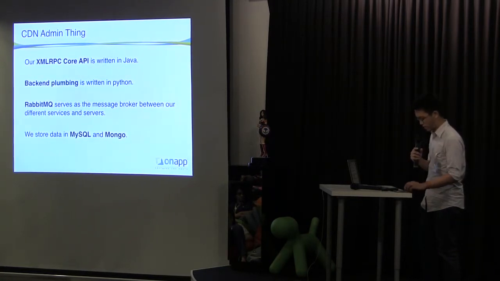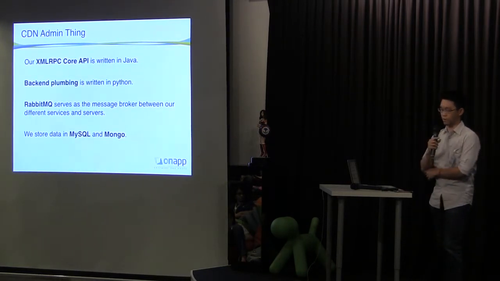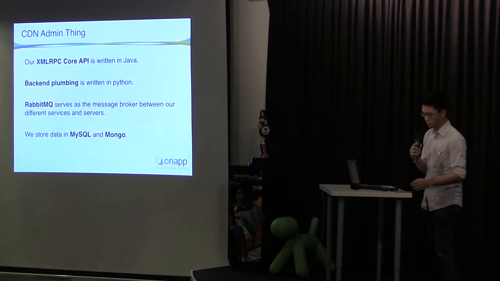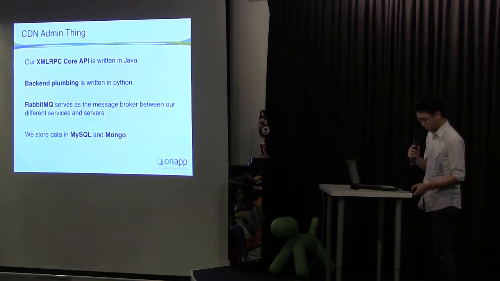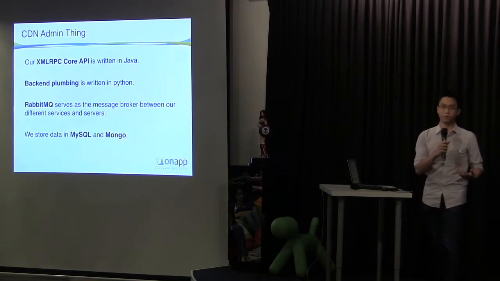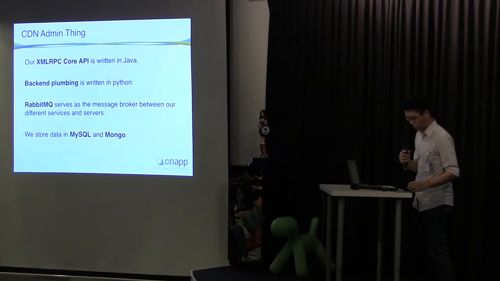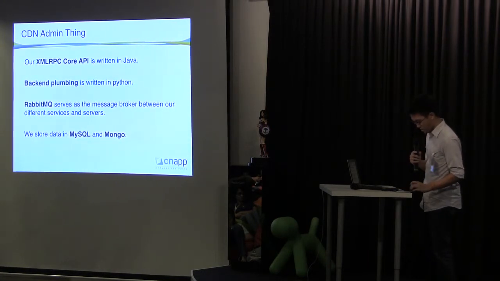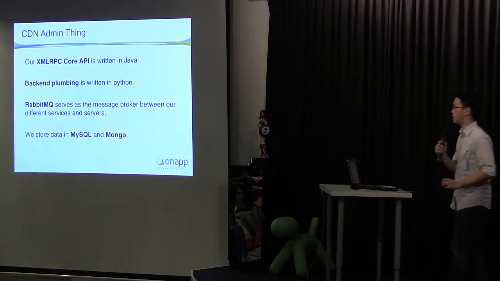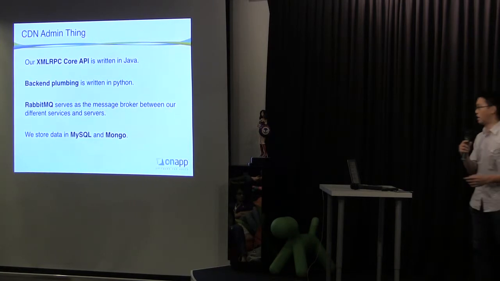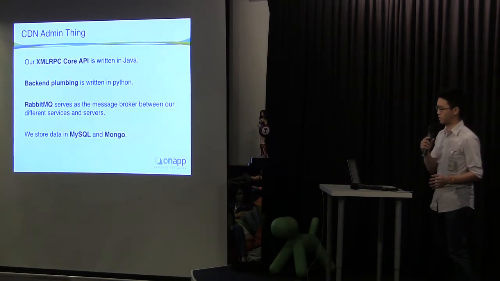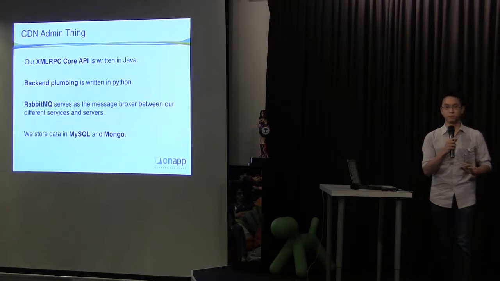Then we use Python a lot in our company. We use it mainly for backend plumbing. For example, if you want to create DNS zone files or the Nginx configuration files, we will use Python to do that kind of thing. RabbitMQ, which Gareth mentioned just now, we use somewhat like an inter-process communication bus between the different parts of the system.